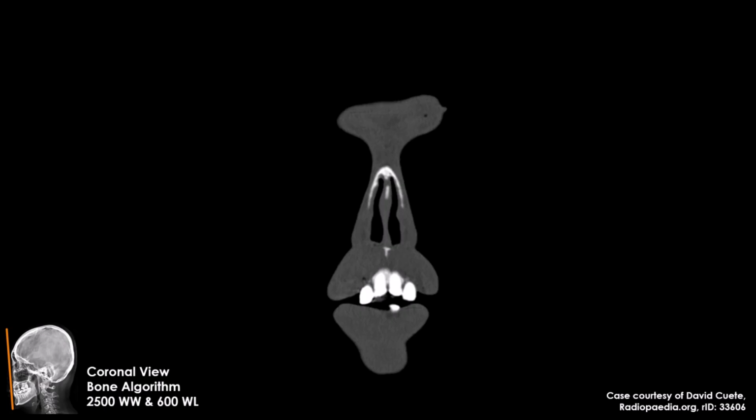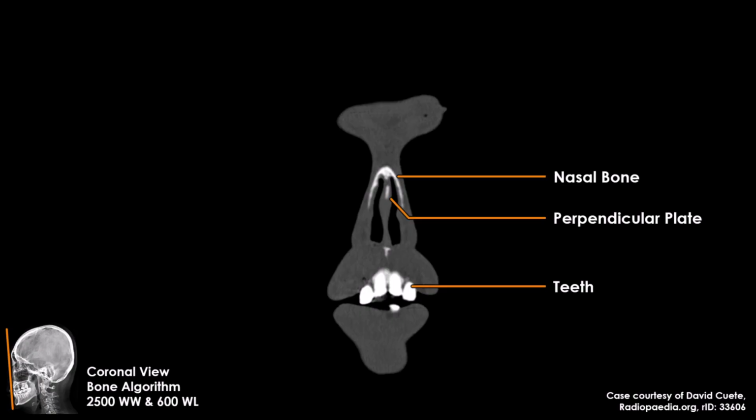At this point, only a few structures are visible. We can see the nasal bones forming the bridge of the nose. We can also see the perpendicular plate of the ethmoid bone. The perpendicular plate joins to the vomer and forms the bony nasal septum. We can't see the vomer just yet in this scan. Finally, we can see the upper teeth. The upper teeth extend from the alveolar process of the maxillary bones.